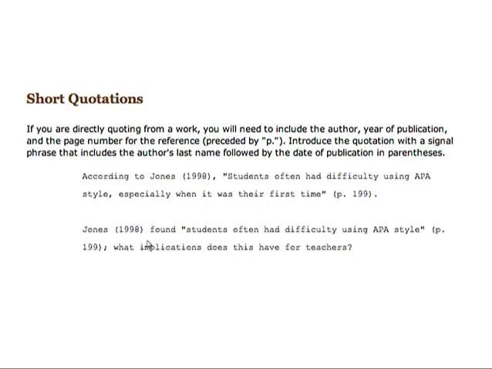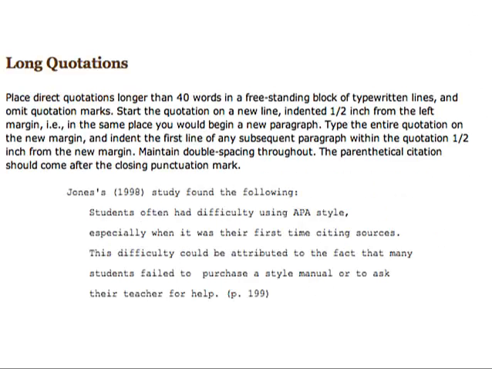Here's another example where something was just pulled out from the entire sentence. Jones, 1998, found students often had difficulty using APA style, period, 1999, semicolon. What implications does this have for teachers? You can clearly see that this section was taken directly from the author, whereas this part was paraphrased by the person that was writing. You should always try to paraphrase what the author is saying in your own words.